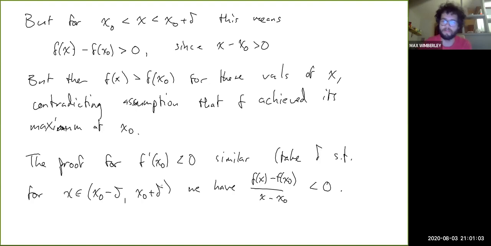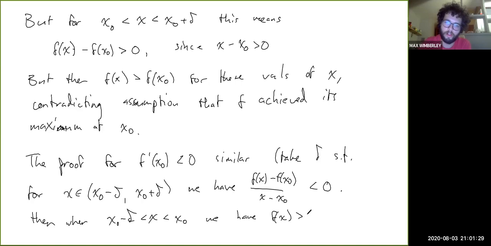So just look to the left then. The denominator is negative, so the numerator would have to be positive. So that would mean you'd have other values of f that are bigger than f of x naught, contradicting. So when x naught minus delta is less than x naught, we have f of x is greater than f of x naught again, right? So anyway, like I said, it's similar. I don't know why I belabored that so much.